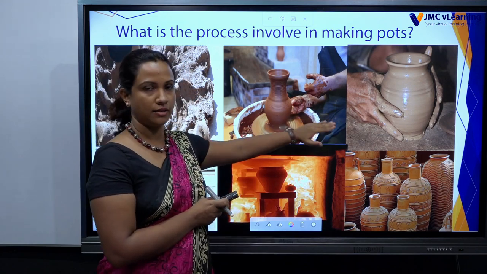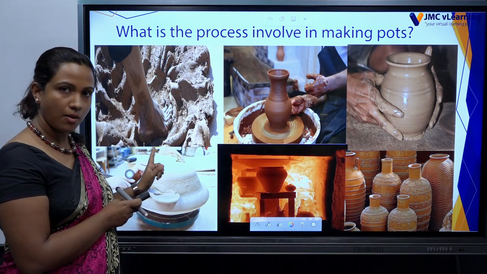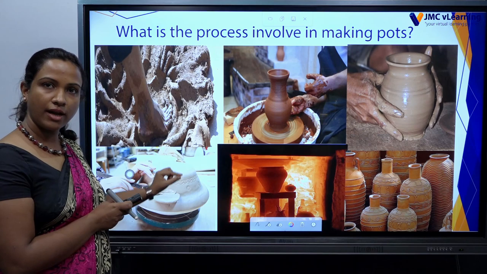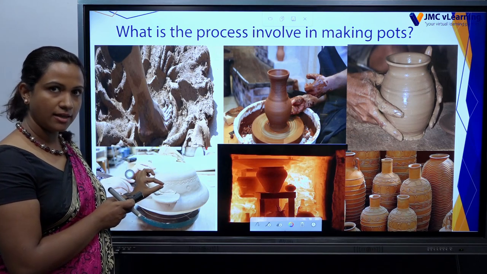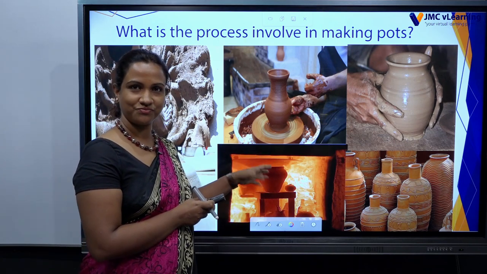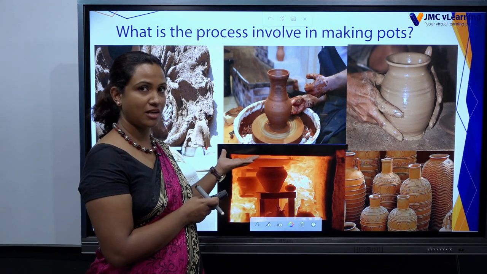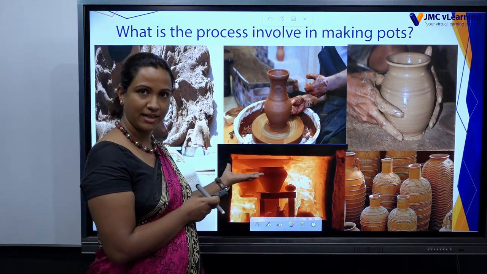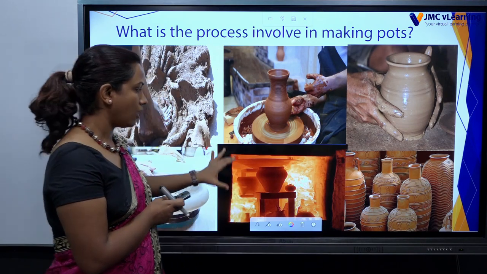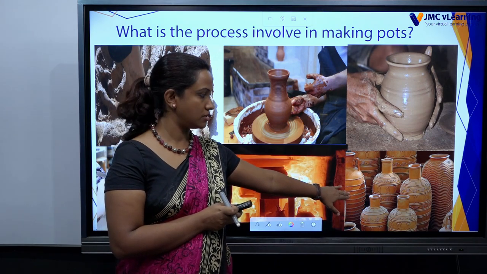After these two phases, it goes straight to here. Some potters have a tool to decorate the pot as desired. And then after this process, it goes straight to the oven. What does the oven mean? Oven is to bake your bread. Just like you bake your bread, it bakes the pot. It extracts the water. After it extracts the water, it goes to the consumers.